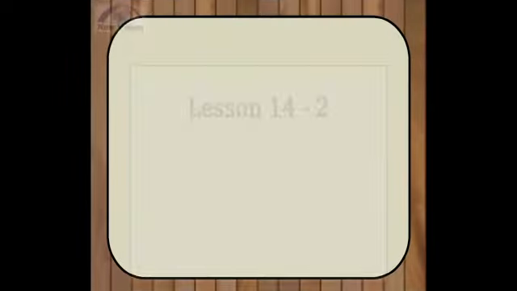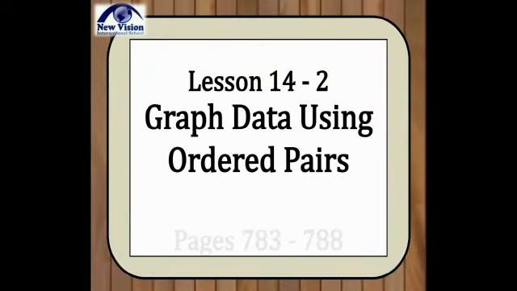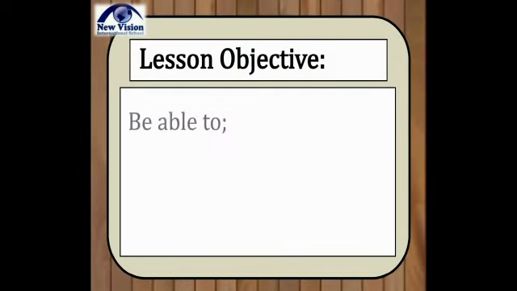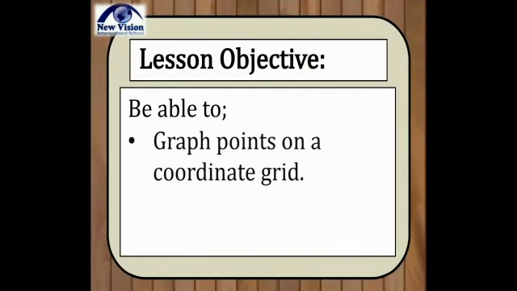Alright. Open your book on page 783, Lesson 14-2, and the title of our lesson for today is Graph Data Using Ordered Pairs. For today's lesson, you are expected to be able to graph points on a coordinate grid.